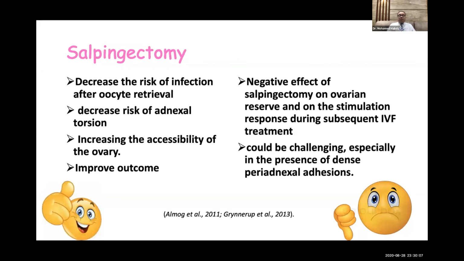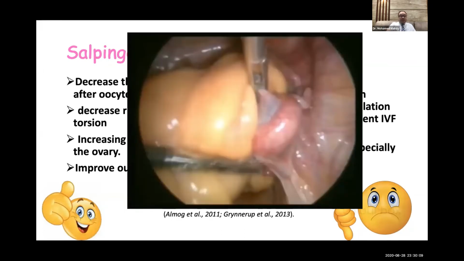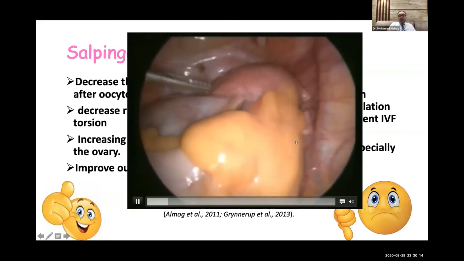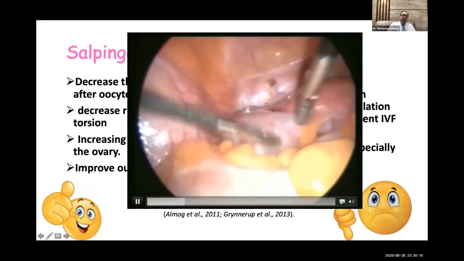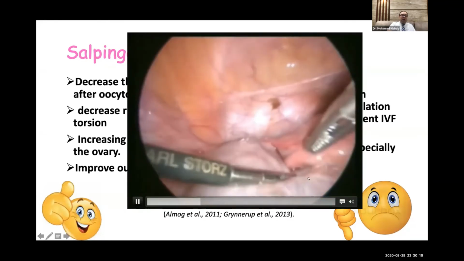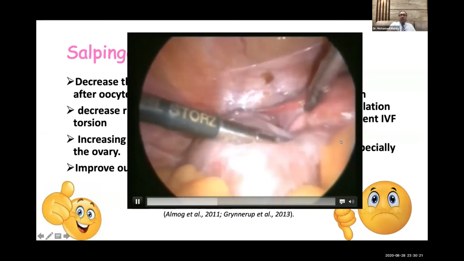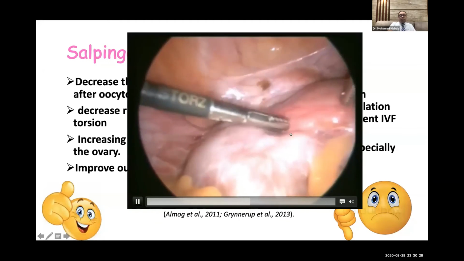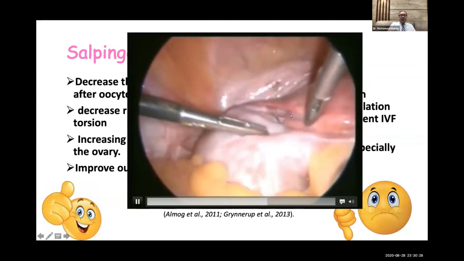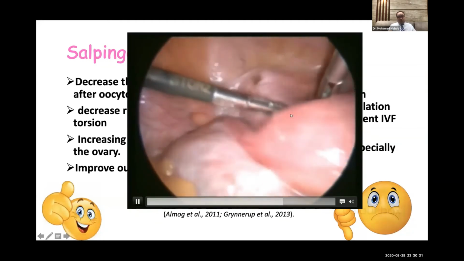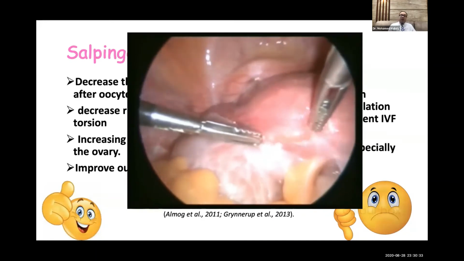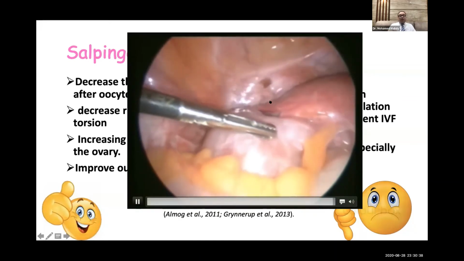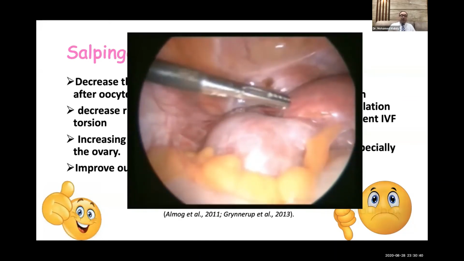Also, it could be challenging, especially in cases like this. You go for bilateral tubal ligation, you find this tube easy, but the left tube is embedded within ovarian, colonic and uterine adhesions. It's very difficult to do salpingectomy in this case, so you only do tubal disconnection without salpingectomy. So the drawbacks of salpingectomy are difficulty in cases like this, and decreasing ovarian reserve or decreasing the outcome after ICSI.